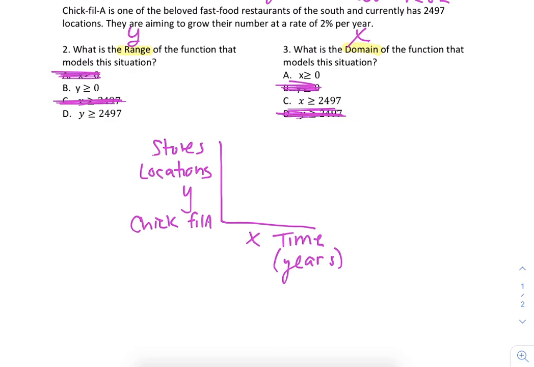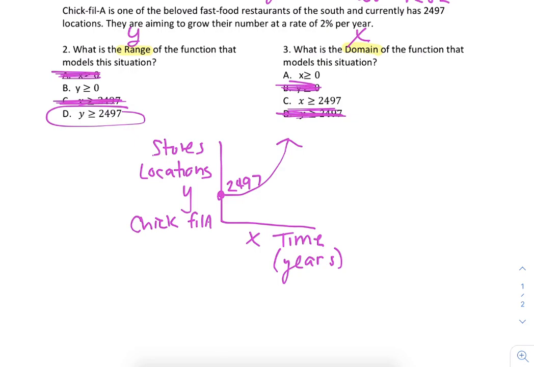Then you get to decide. My graph started somewhere up here, and it's increasing, right? It's growing. So for the range, if I started at 2,497 in this situation, I never started at 0. I did, I guess, in real life, but I didn't start at 0 in this situation. It says it currently has that value. So if this is my starting number, then this is my answer. My y's are going to start at 2,497 and they're going to grow.